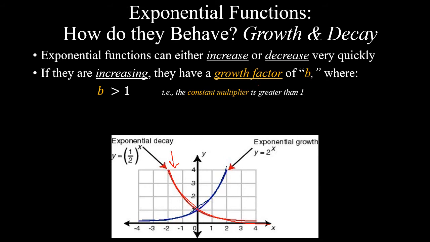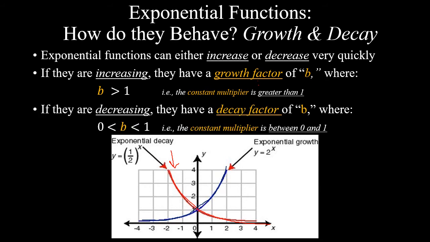So we no longer call b our constant multiplier, we call it a growth factor because our function is growing, it's getting bigger. So again, just like with linear functions, whether or not our function was increasing or decreasing was dependent on the slope. Here again, it's dependent on the constant multiplier. All right, so those rates of change are very, very important. They really determine how our functions behave.